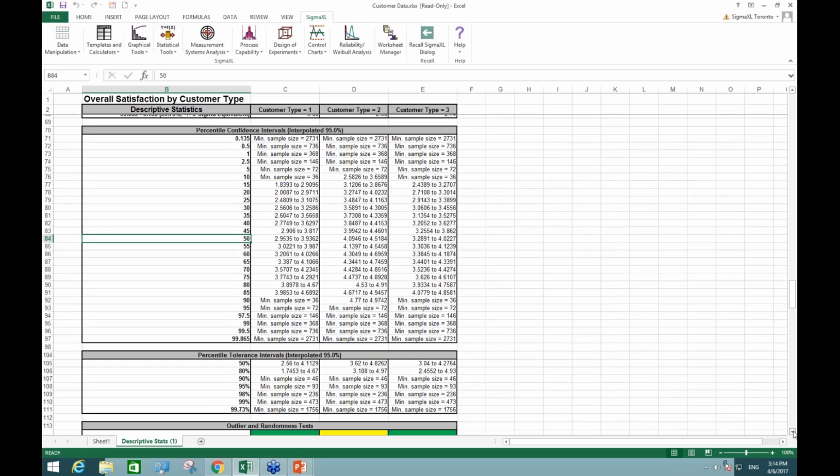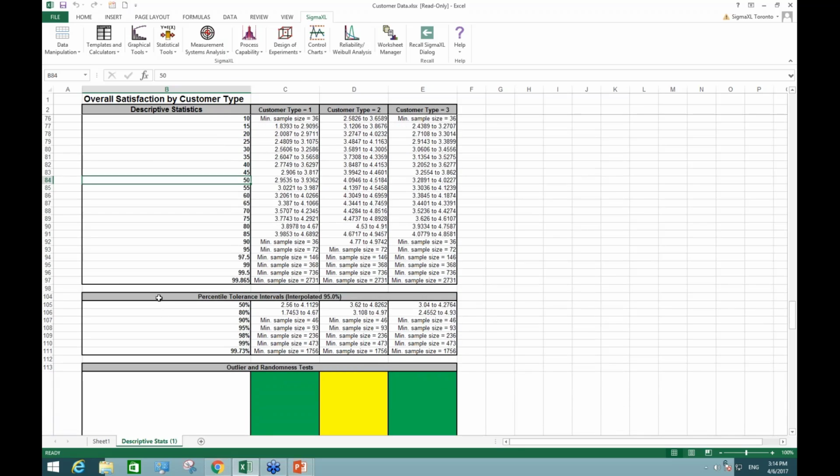Now, down here we have the two-sided tolerance intervals. These are the percentile or non-parametric tolerance intervals. So two-sided non-parametric tolerance intervals. So what this says is that at the 95% confidence level, what interval will include 50% of the population? And so we have the range of values given for the 50%, 80%, and as soon as you get into the 90% of the population, we don't have a large enough sample size, and so you're given the report as to what the minimum sample size is.